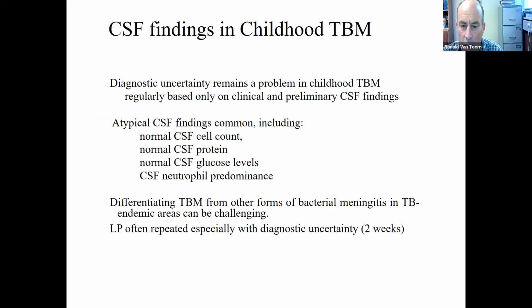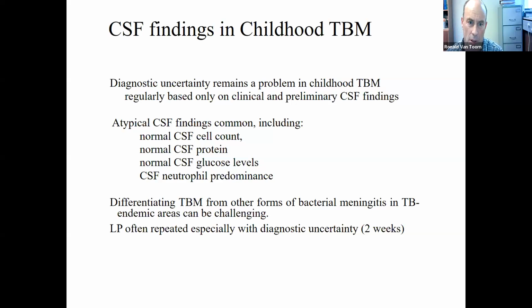What we also find challenging is that the findings of your CSF in TBM are not always typical. In fact, the majority of cases are atypical. I've seen cases of TB meningitis with normal cell counts, actually no cells in the CSF. I've seen cases with normal protein, normal glucose, and also cases of CSF neutrophil predominance, especially in the child with early TBM.